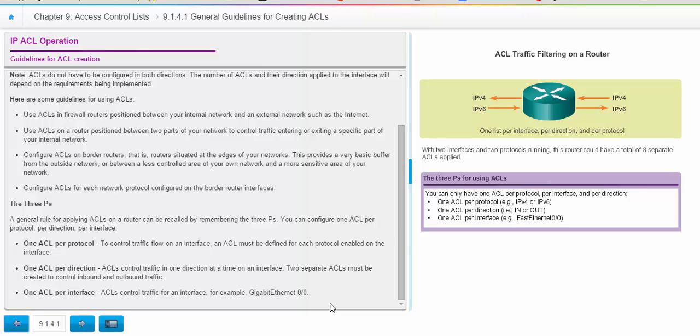One ACL per direction, so the ACLs control traffic in one direction at a time on any interface. 2 separate ACLs must be created to control inbound and outbound traffic. 1 ACL per interface, so ACLs control traffic for an interface, for example, your gigabit port. Okay, so keep this in mind.